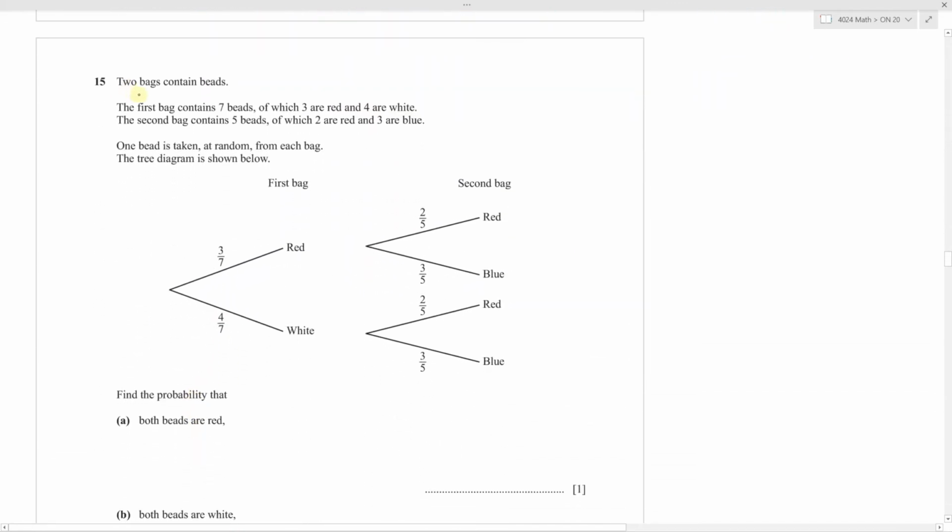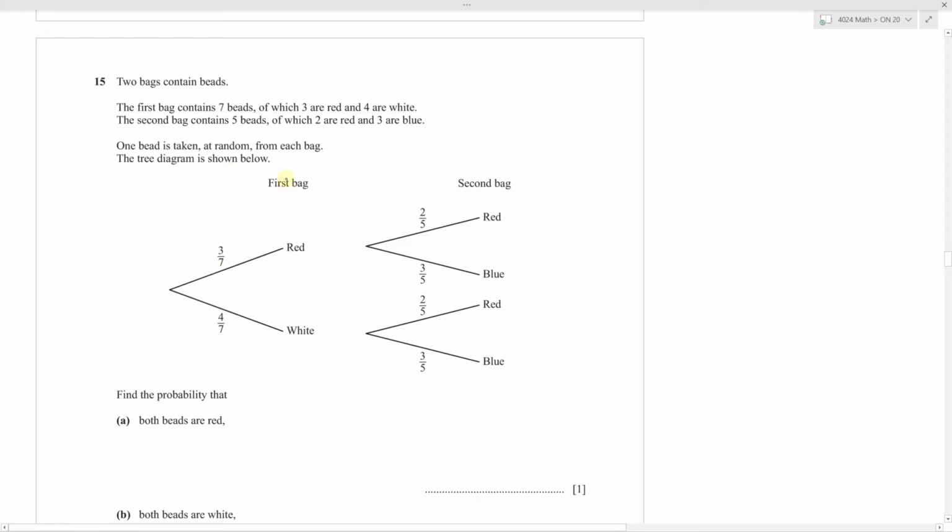Question number 15 is two bags contain beads. The first bag contains 7 beads, 3 of which are red, 4 are white. The second bag contains 5 beads, 2 of which are red and 3 are blue. One bead is taken at random from each bag. The tree diagram is shown below.